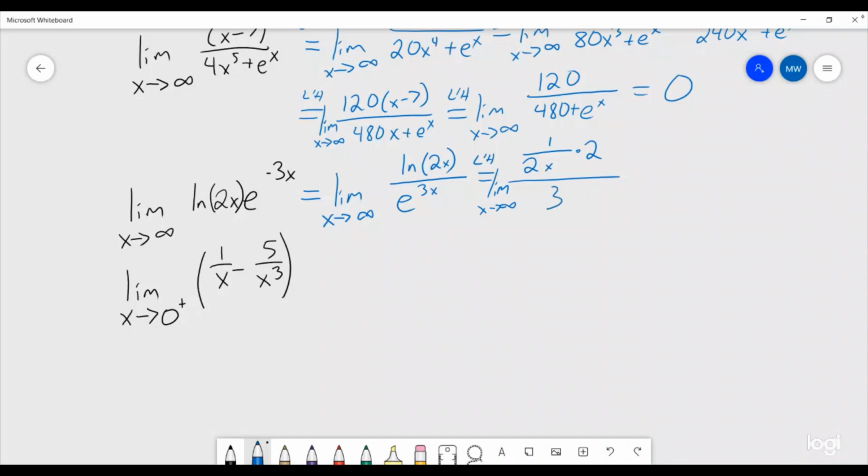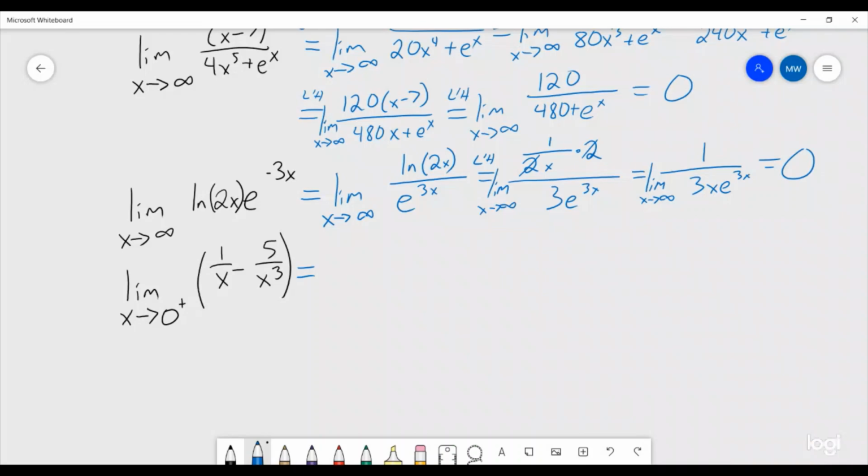Derivative of the bottom is a 3e to the 3x. Those 2's can cancel. So we are left with a 1 over... limit as x goes to infinity. We have a 3x e to the 3x. The bottom's going to infinity, so this all goes to 0. There we go. How about this last one?